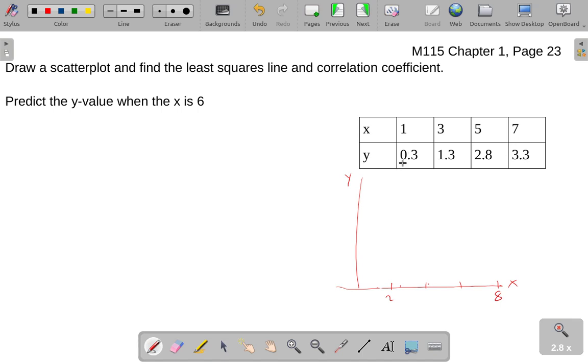For the y's, it looks like the highest value is less than 4, so I'm just going to go up to 4. 1, 2, 3, 4.